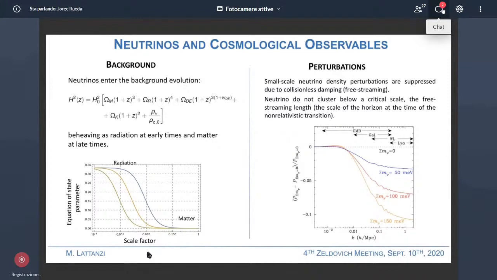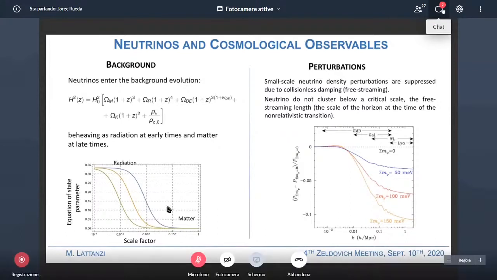There is a last question, but it's related. I think you already showed that also. It's by Andrew Beckwith. What is the status now of sterile neutrinos as a dark matter candidate? Are they ruled out?